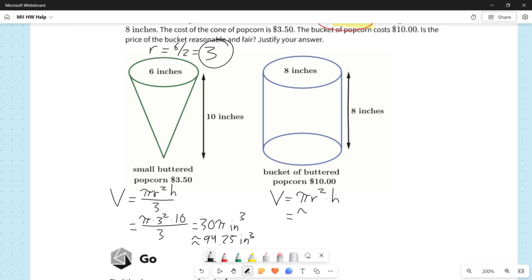Let's go ahead and plug it in. Pi, we want our radius. Our radius is half of the diameter, which is 4. So we want to use 4 here, not 8. So we end up getting 4 squared, and then our height is 8. And we don't divide by anything in this case. 4 squared is 16. 16 times 8 is 2 to the 7th, which is 128 pi. Don't forget the pi. And again, we're dealing with inches, and it's volume, so it's cubic.